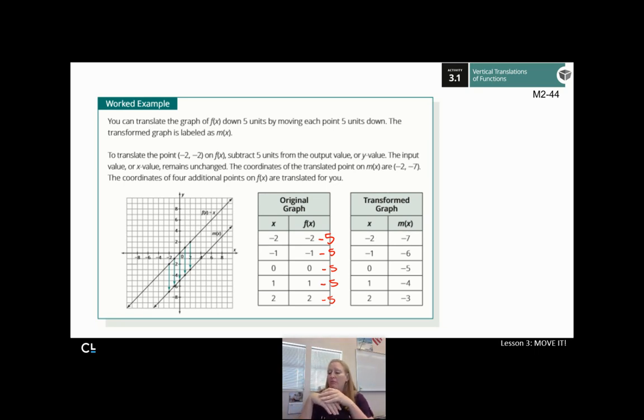So we have these 5 points here, kind of useful, kind of nice. So on a graph, it's easy to move it down 5 units. You just move everybody down 5 units. But even on a table, it's not bad because you can just subtract 5 from all the outputs, all of your y coordinates. And that's really all you have to do.